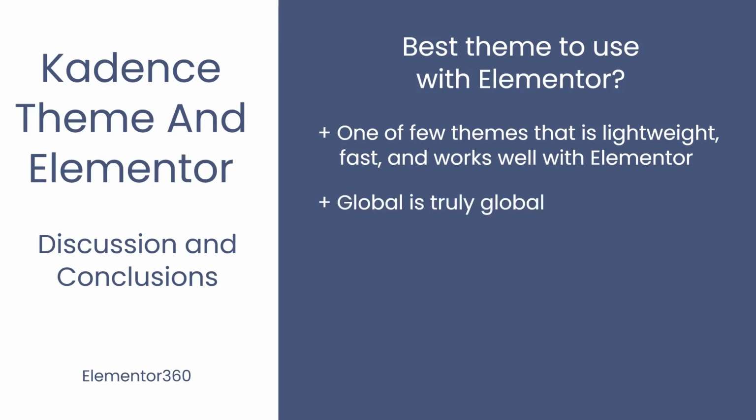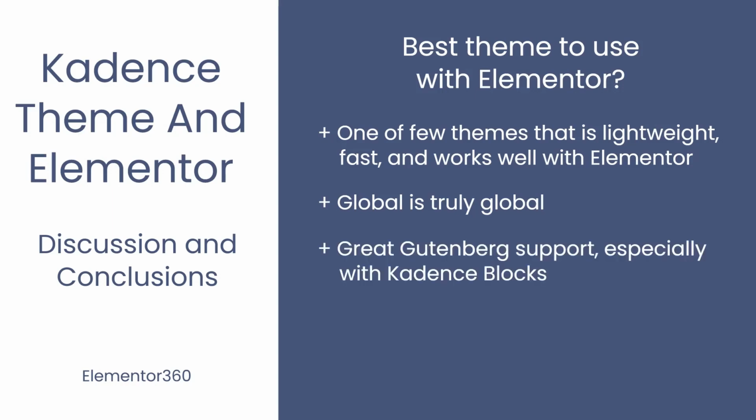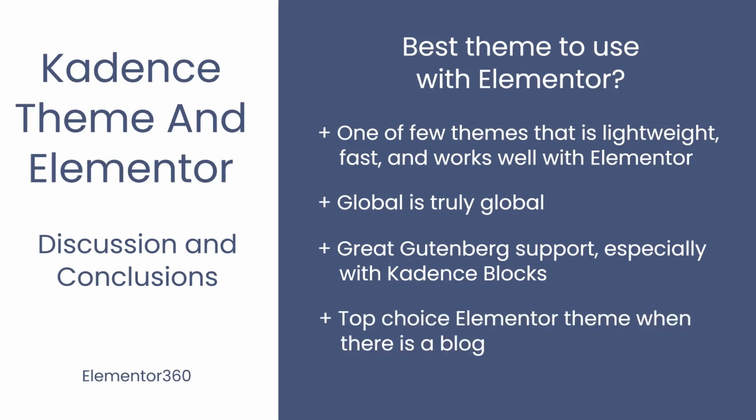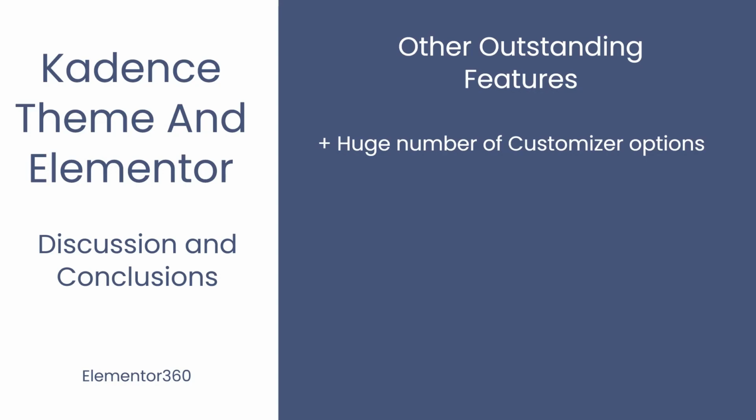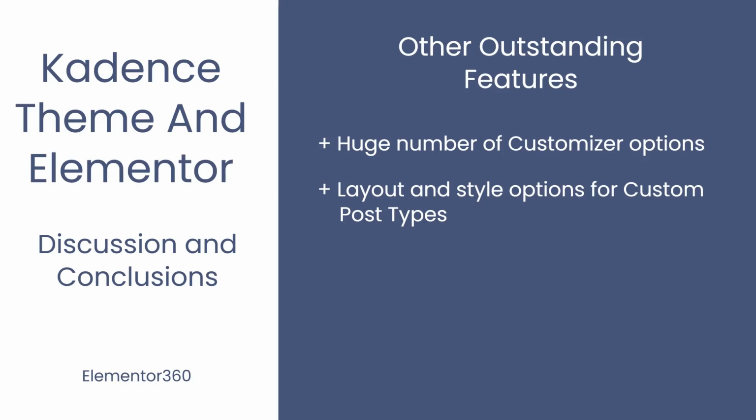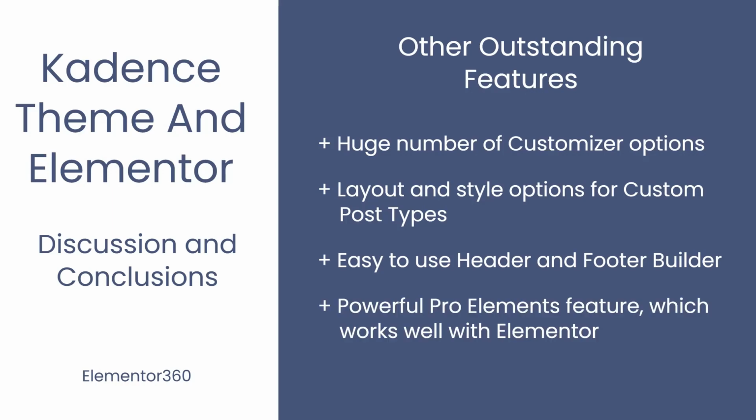The global colors and fonts are truly global, working across the customizer, Elementor, and Gutenberg, and currently it's the only theme to do that. Kadence also has standout Gutenberg integration, especially when using Kadence blocks, which I think puts it at the top choice of themes to use with Elementor when the site will have a blog. This is all in addition to the other standout features, like the huge number of customizer options, the layout and design options for custom post types, the header and footer builder, and Pro Elements that work with Elementor.